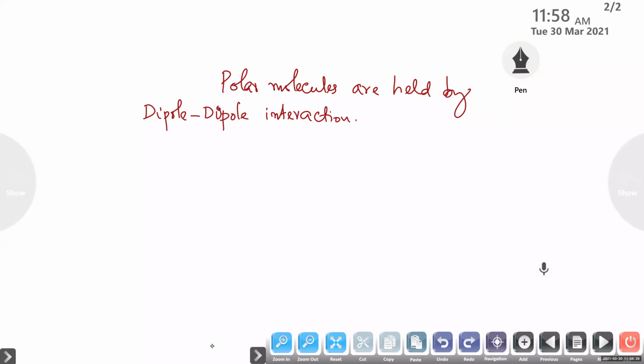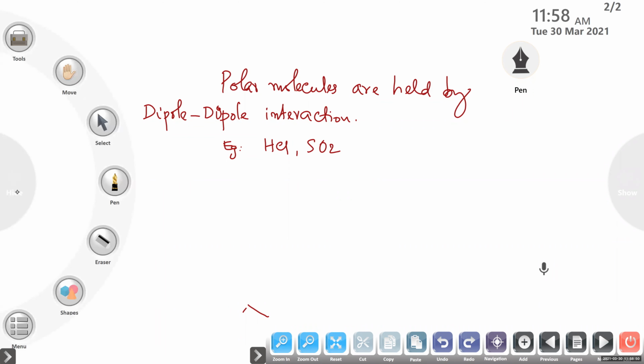Let us take two examples. Examples: HCl, SO2, sulfur dioxide. There will be charge separation. Ozone also. So many examples we can give. Then, next para.